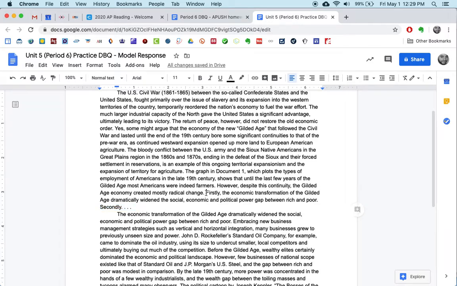But notice how in this claim, it's a pretty large claim. It's a pretty broad claim. The economic transformation of the Gilded Age widened the social, economic, and political power gap between rich and poor. It's not so broad that it's unintelligible. It would be a mistake to say something like, firstly, there was dramatic economic change. That's too broad. It doesn't really tell anybody. Or even this: firstly, there was a lot of change in business, or business types, or business management. Still, I'm not sure what you're saying there.